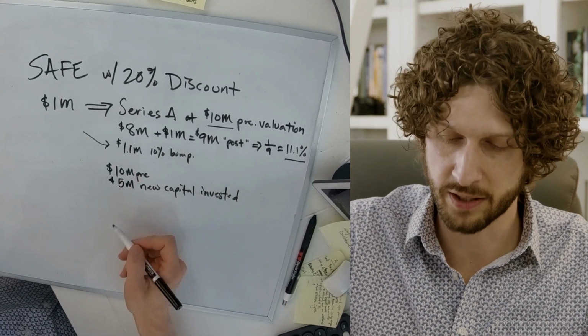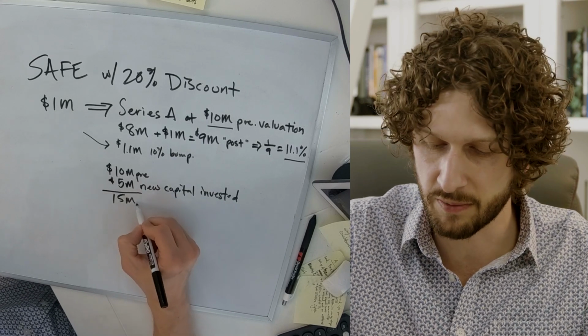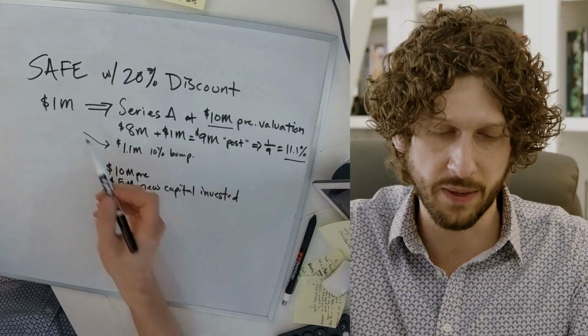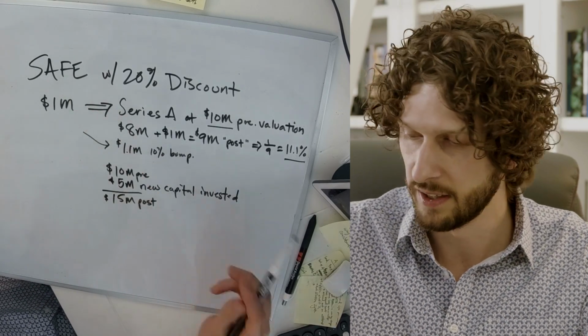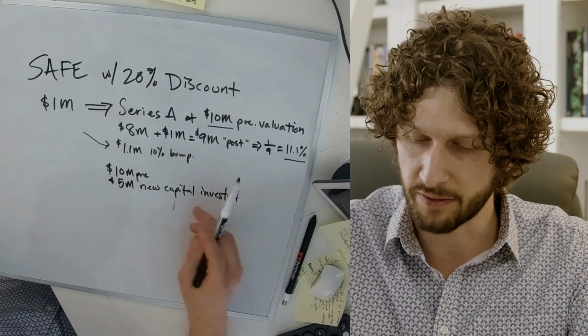So the way this money works out is you don't just add these and say, oh, well, look, it's $15 million post. That's what you would normally do. But in this case, we have this safe that needs to convert into this. So we don't do that. But instead, we take our math from up here.